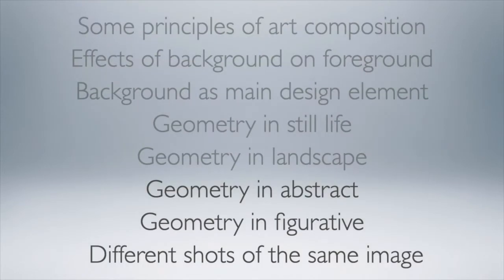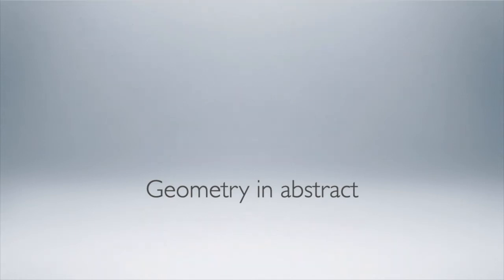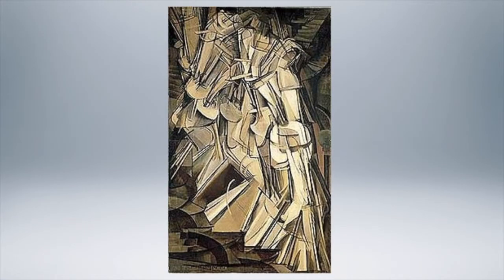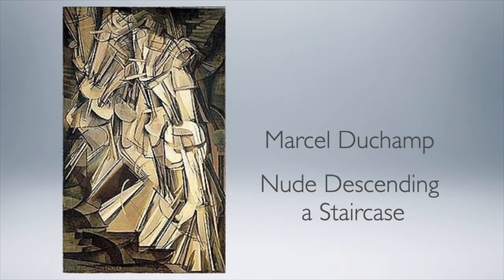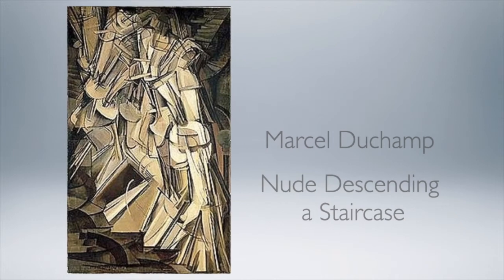Okay, let's look at some geometry and abstract painting. Now, one of the real shakers and movers of the abstract movement was Marcel Duchamp, and here's his Nude Descending a Staircase. Now he wanted this painting to depict movement because film was a new medium at the time, and it started to show moving pictures, and he wanted his paintings to move as well. So we have Nude Descending a Staircase.